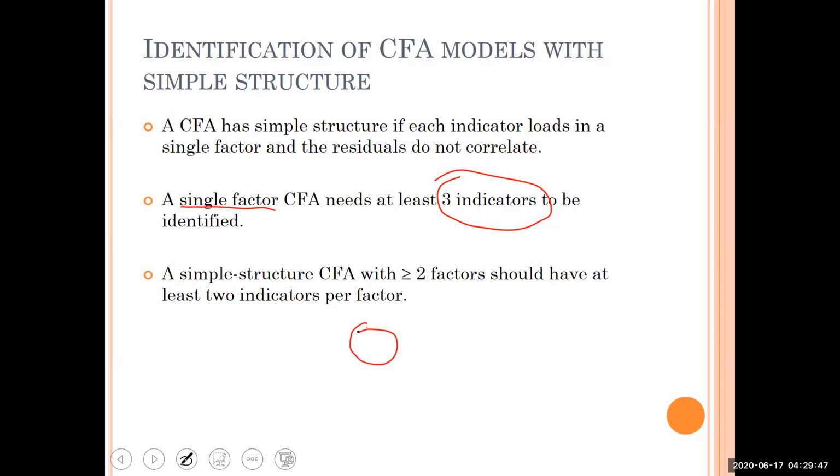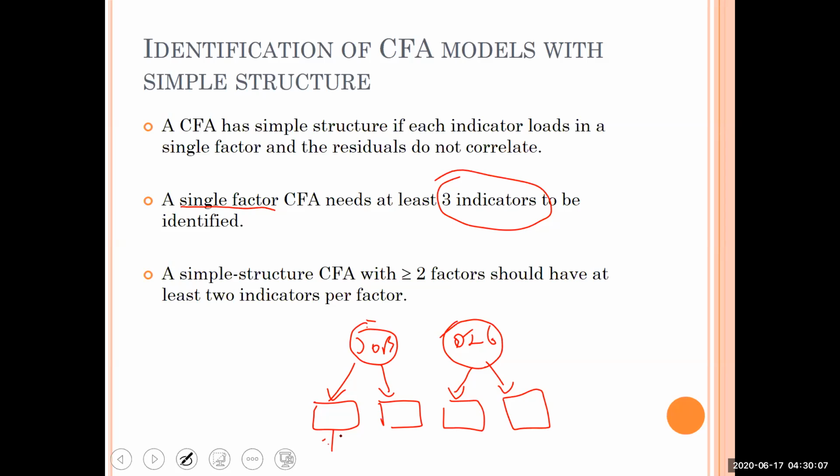So in a situation like this, let's say we have job satisfaction and organizational commitment as 2 factors. Each of them has 2 indicators. This model would be identified. Let's count how many parameters we're estimating. So to set the scale of job satisfaction and organizational commitment, you need to fix a factor loading in each of them to 1, or set both factor variances to 1. So I'll set the factor loadings. So this factor loading is 1, this factor loading is 1.